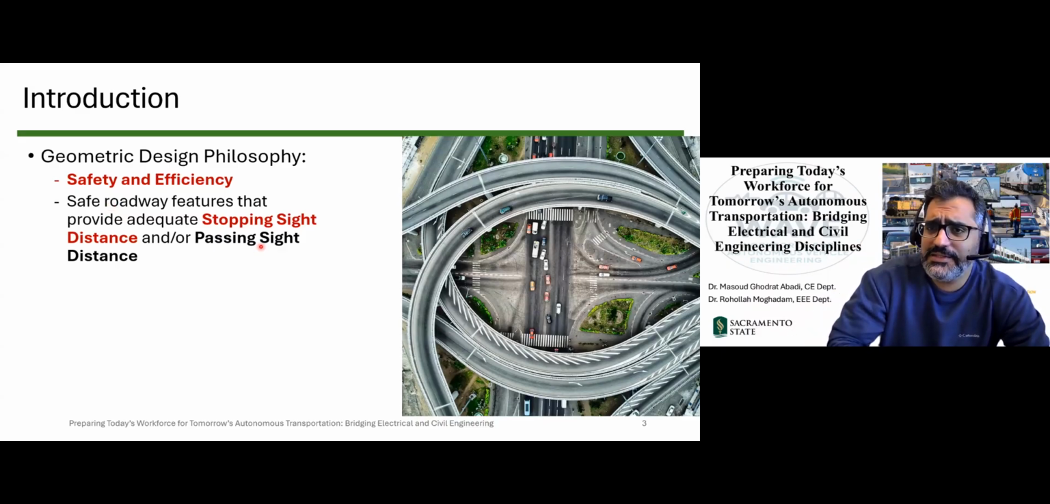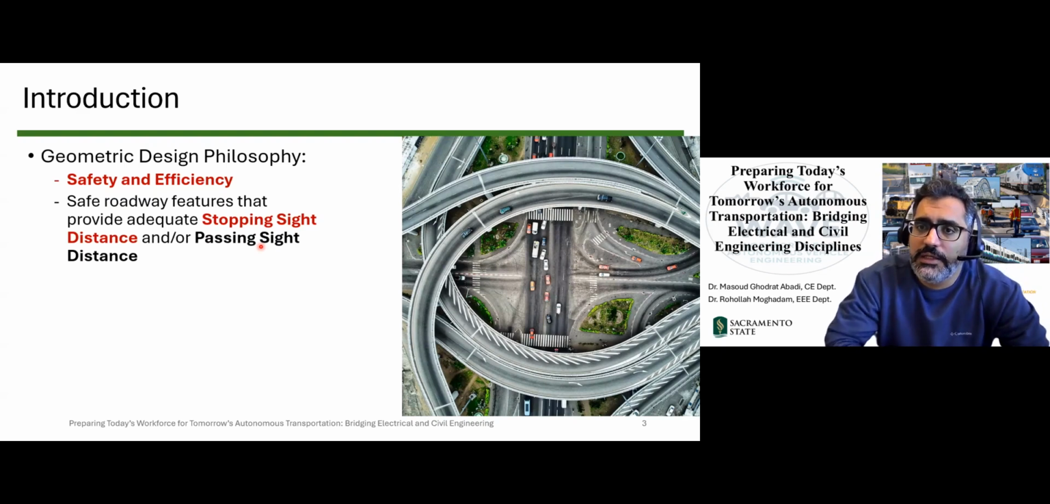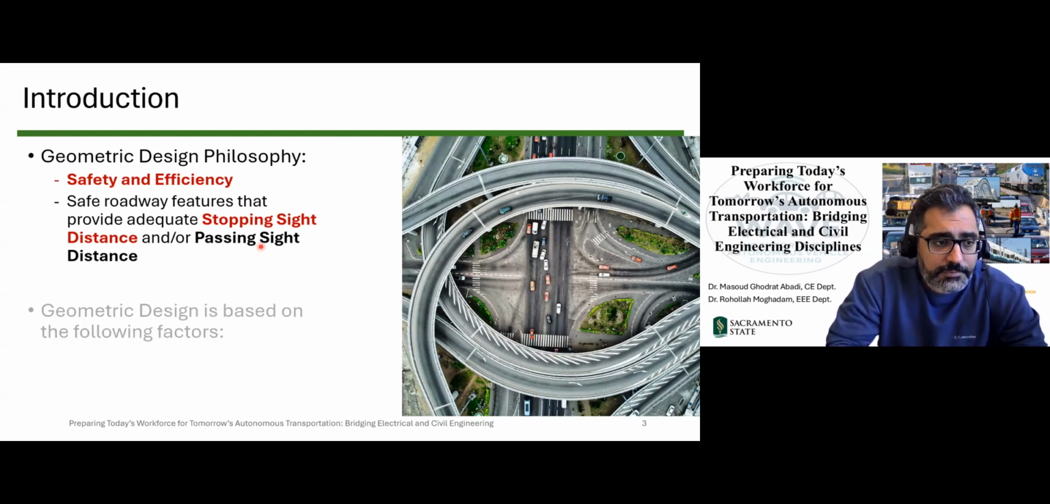There is also passing sight distance that is less significant compared to stopping sight distance because we always have the option to make passing prohibited, but stopping is a critical safety issue, and we always have to be cognizant about how we are providing that in our design.